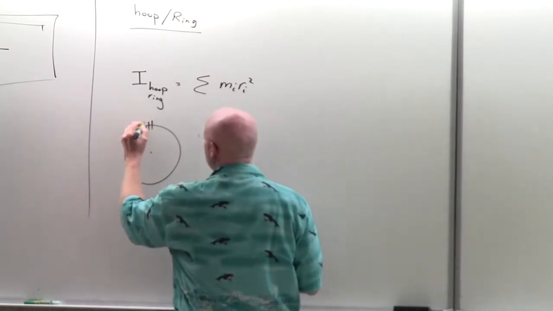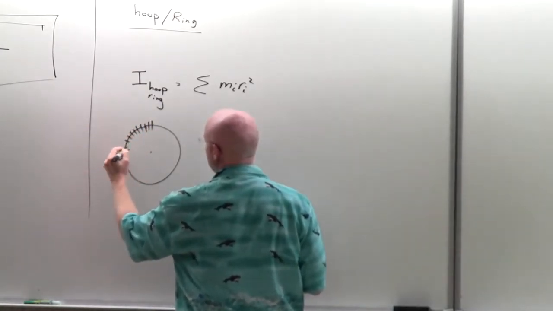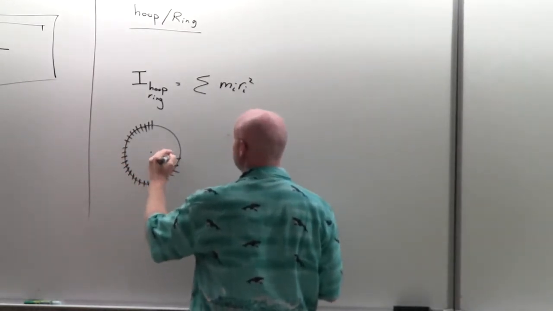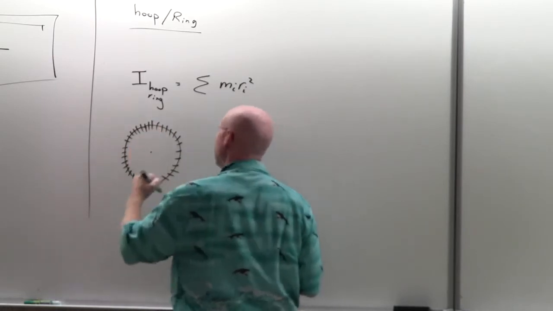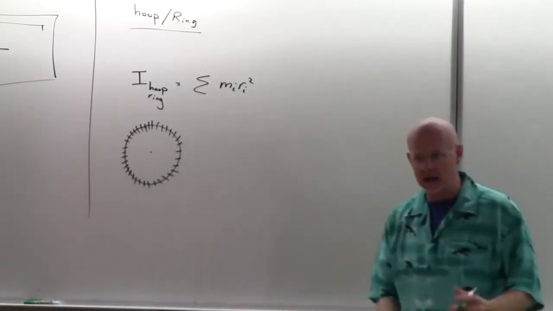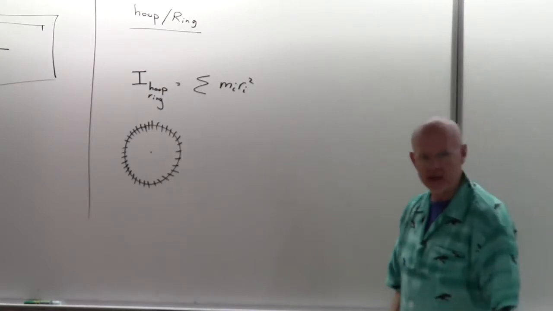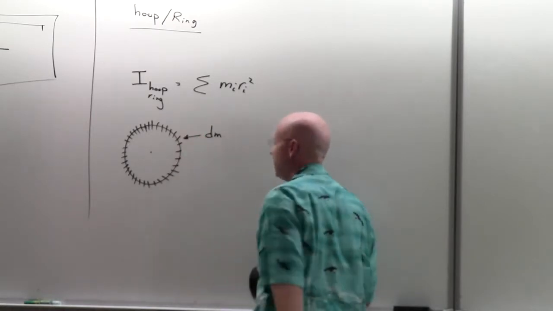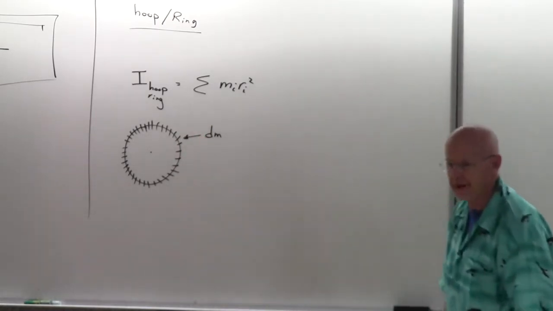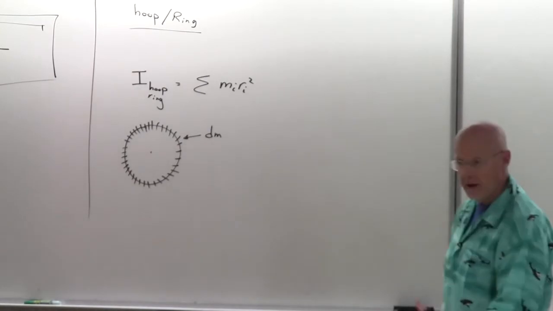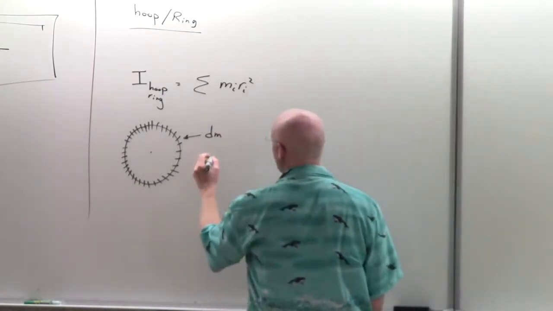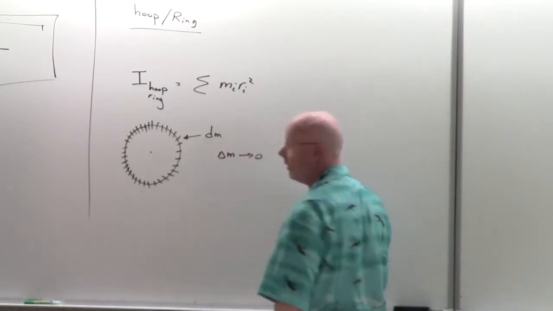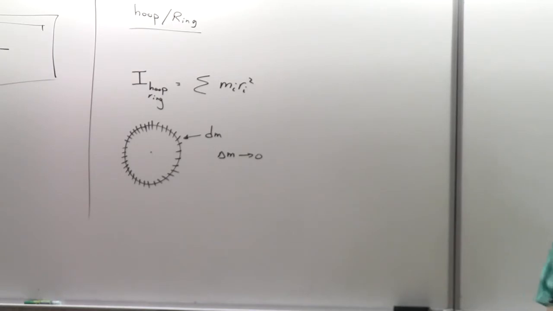So I'm going to chop, chop, chop, and I won't actually put an infinite number of chops up here. But hopefully that will come across as a very small piece of mass. And so let's call that little mass dm. Now, I suppose if it helps, maybe I should call it delta m and let delta m approach 0. Would that look a little better in terms of your calculus?